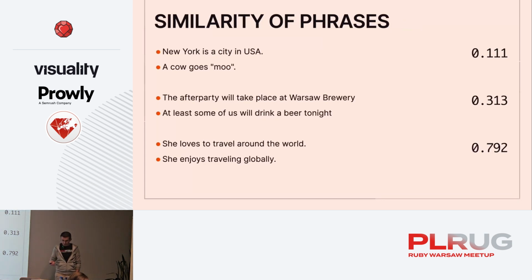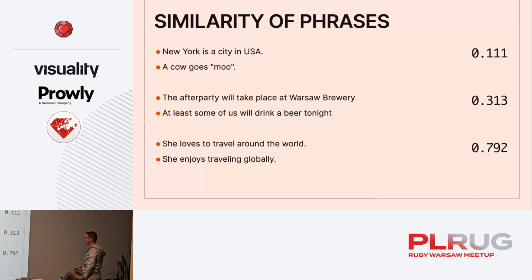So "New York is a city in USA," and "A cow goes moo." Don't ask me where I took that from. They are actually more similar than the previous example. For whatever reason, maybe there are some cows in New York. And the next one is very important. "The after party will take place at Warsaw Brewery, and at least some of us will drink a beer tonight." Those are quite similar, even though the structure of the text is really not. But the LLM is able to extract the semantic meaning of a beer, brewery, drinking, after party.